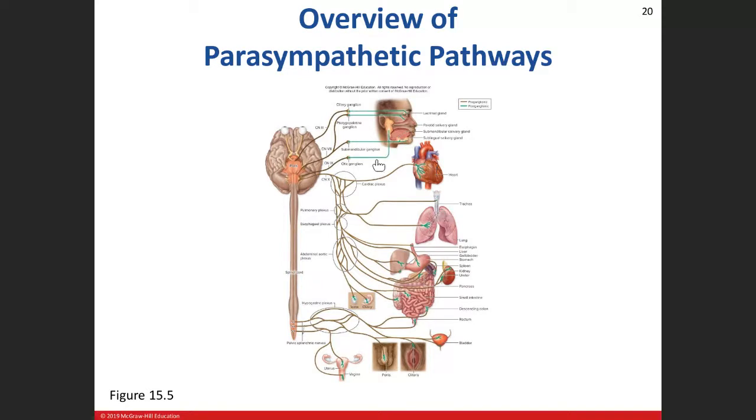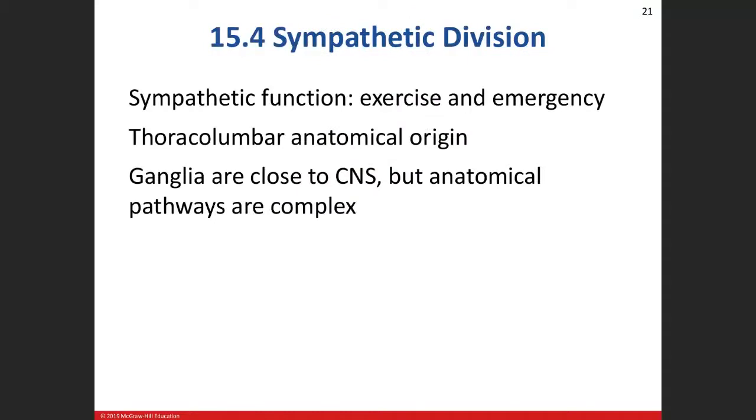If you want to get a little bit of an appreciation, take a glance at this. You can see here the preganglionic neurons are the long division. And then the postganglionic neurons are closer to the effector organs. You can see here in the heart, down here in the lungs, and a lot in the digestive systems.